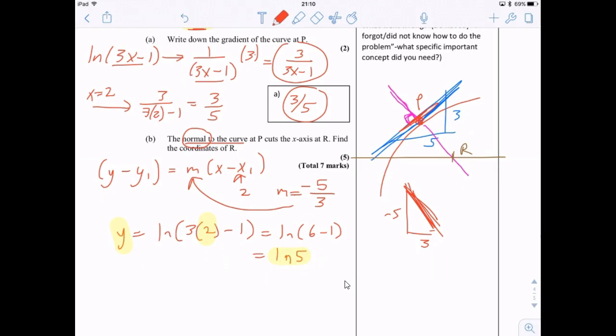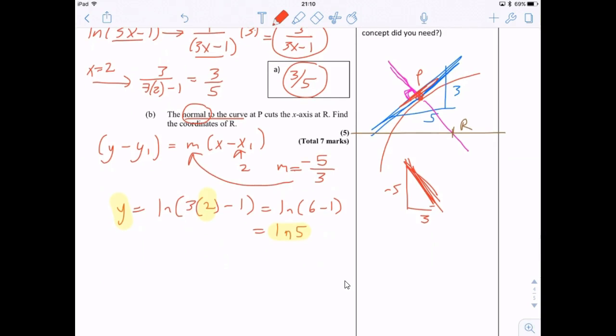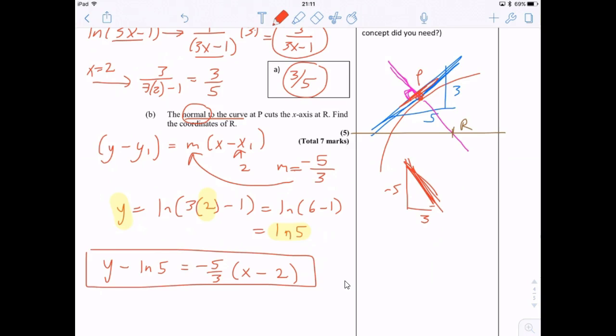If you want to, you can put that in your calculator, but on this mock exam, we don't have access to the calculator, so we just leave it in that form, natural log of 5. It's just a number. It's probably a little bit less than 2, I'm not sure. I'm just going to write it here. M is -5/3, and the x1 value is 2. I do not put anything into x and y right now because I want it to be the equation of a line. This is the equation of the normal line.